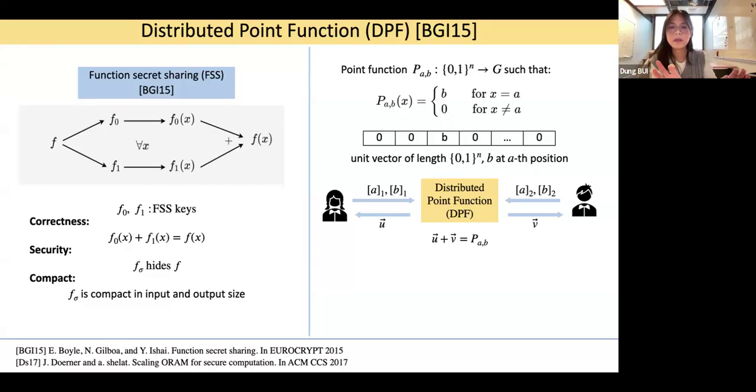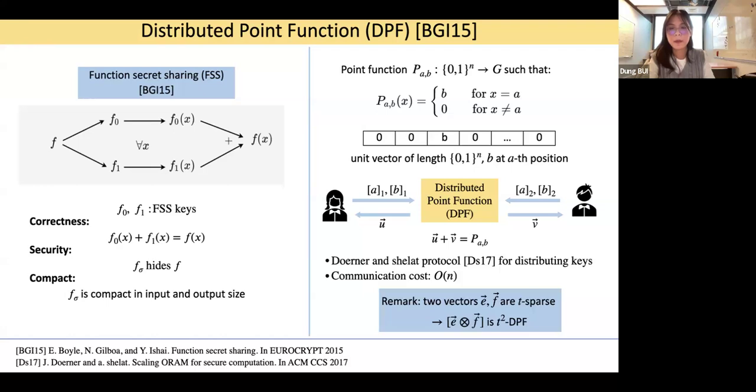So the distributed point function allows Alice and Bob to get shares of the whole function. It means that Alice and Bob get shares of the point A together with the evaluation B, and they also get keys such that when evaluating, they get exactly the output of the point function, but they don't know A and also the value B. To distribute the keys for a distributed point function, you use a protocol with communication cost only O(n), where n is the length of the vector.